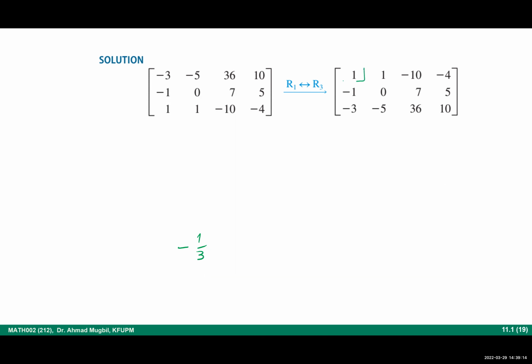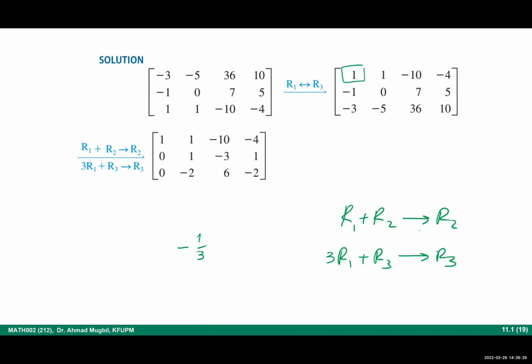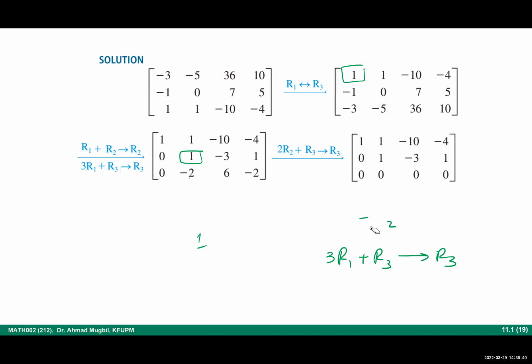You have now the first entry is 1. Now what can you do? Row number 1 plus row number 2 will change row number 2. Then row number 1 plus row number 3 will change row number 3. Clear? Here we are. Then you need this to be 1, it is 1. Now you need this to be 0. You multiply row number 2 by 2, then add it to row number 3. What do we obtain? Infinitely many solutions, because we obtain here a row consisting of zeros.